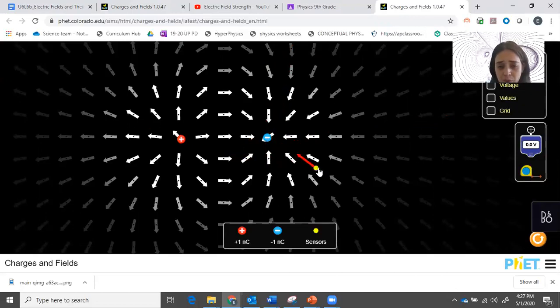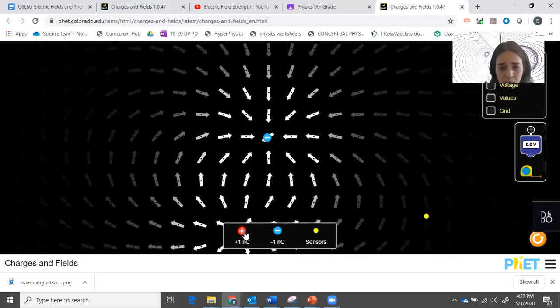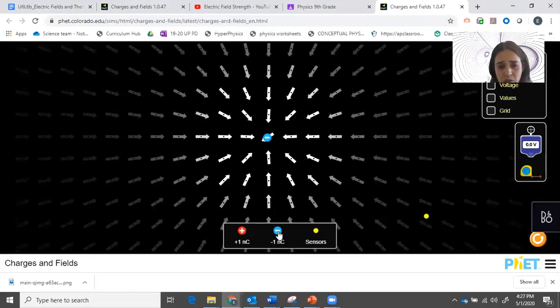And then again, the further away I go, the weaker my electric field becomes. So now what happens when I have two equal charges next to each other? So I'm going to put a negative charge here. We know that these are supposed to repel, so what are the electric field lines going to look like in a situation where two charges are repelling?